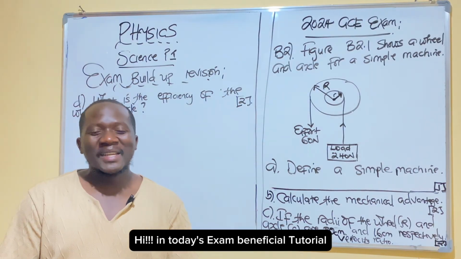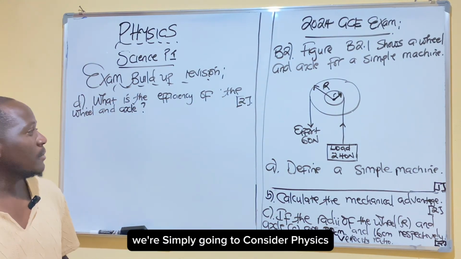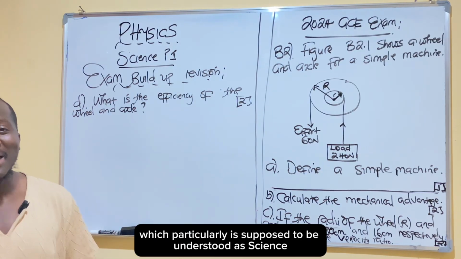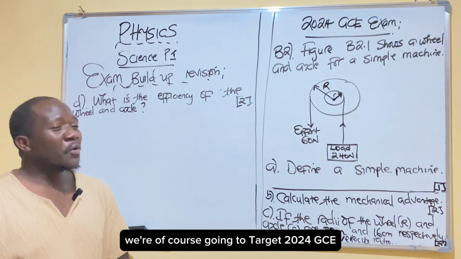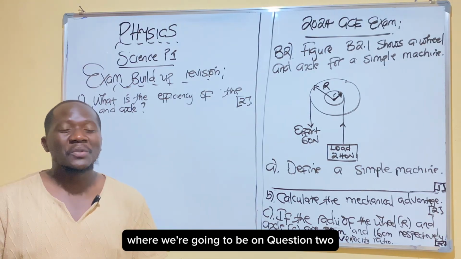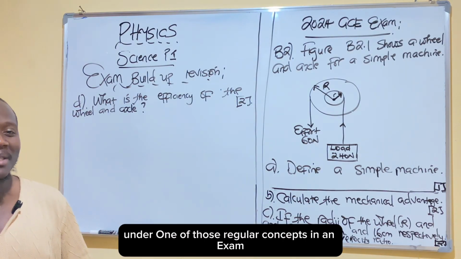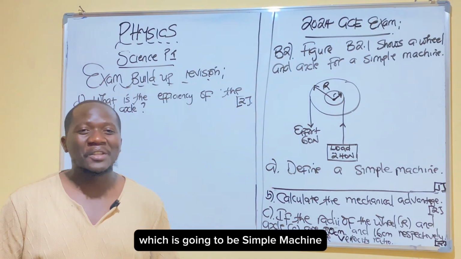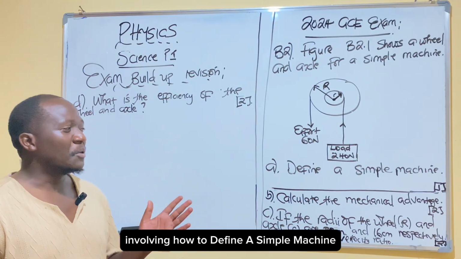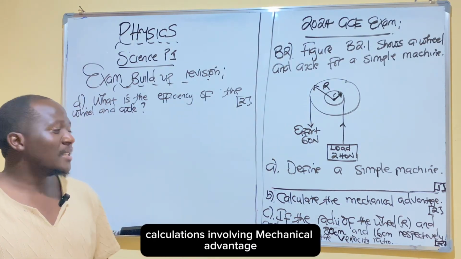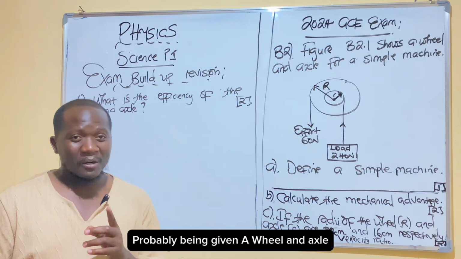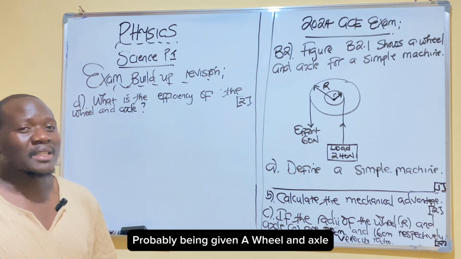Hi, in today's exam beneficial tutorial, we're simply going to consider physics, which particularly is supposed to be understood as science paper 1. We're of course going to target the 2024 GCE exam, Section B, question 2, under one of those regular concepts in an exam, which is going to be simple machine. And of course, we're going to discuss questions involving how to define a simple machine, calculations involving mechanical advantage, velocity ratio, as well as the efficiency, probably being given a wheel and axle.